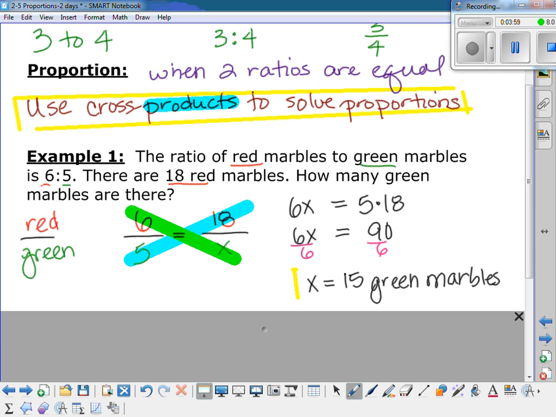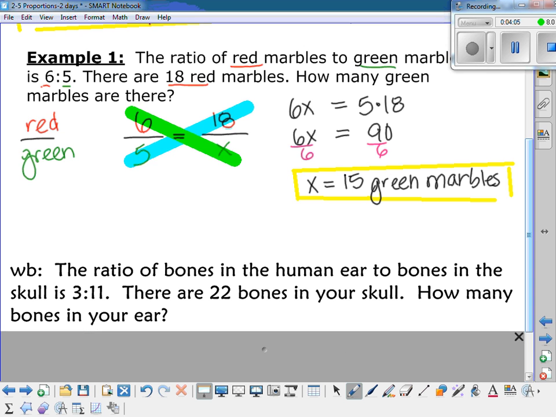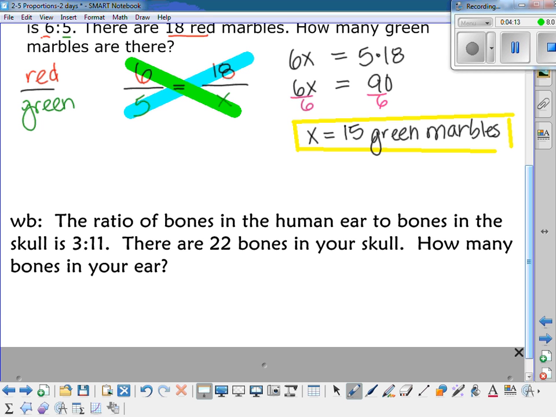Okay, the next problem you're going to do on your whiteboards. So let me show you that problem. The ratio of bones in the human ear to bones in the skull is 3 to 11. There are 22 bones in your skull. How many bones are in your ear? So go ahead and pause the video and see if you can figure that one out for yourself.